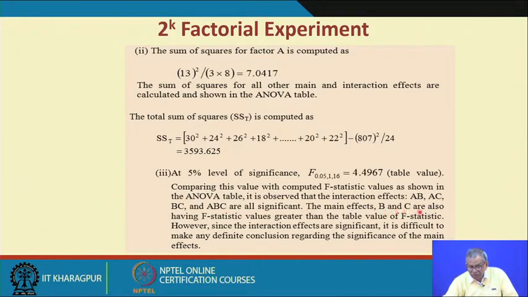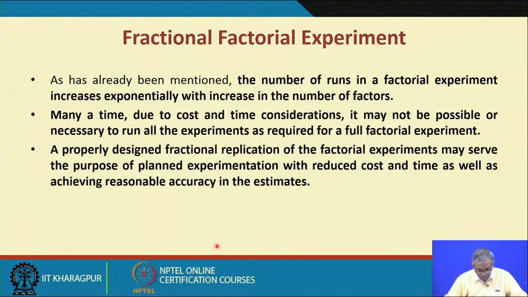The main effects B and C are also having F statistic values greater than the table value of F statistic. However, since the interaction effects are significant, it is difficult to make any definite conclusions regarding the significance of the main effect. So that is the conclusion.